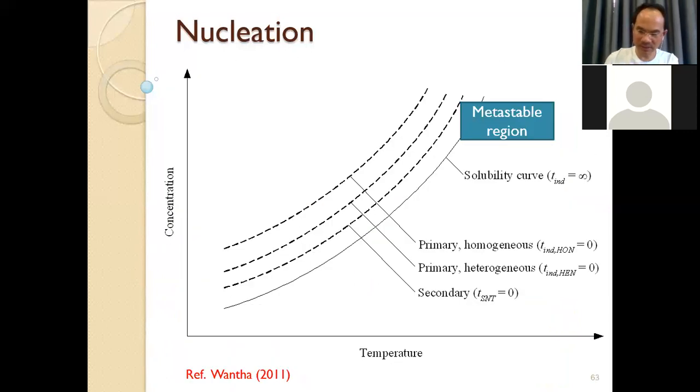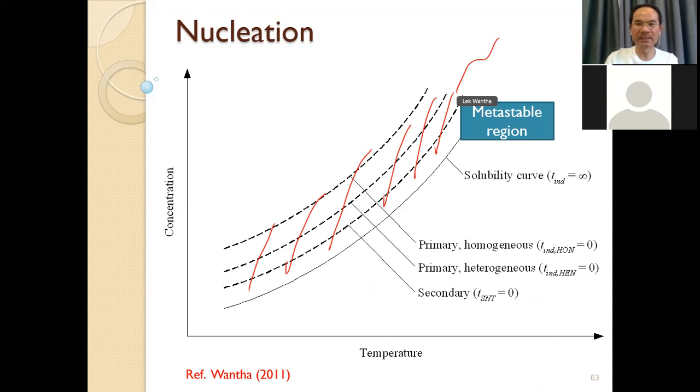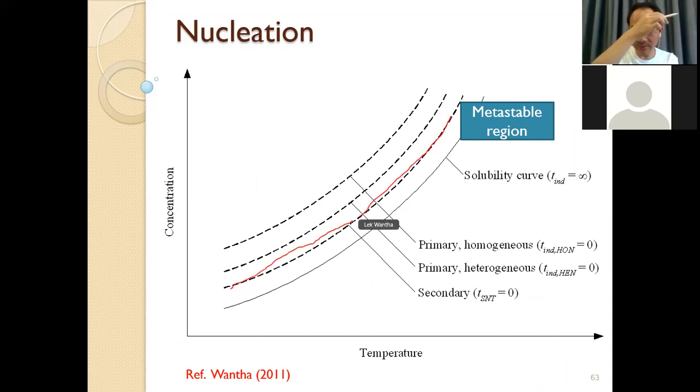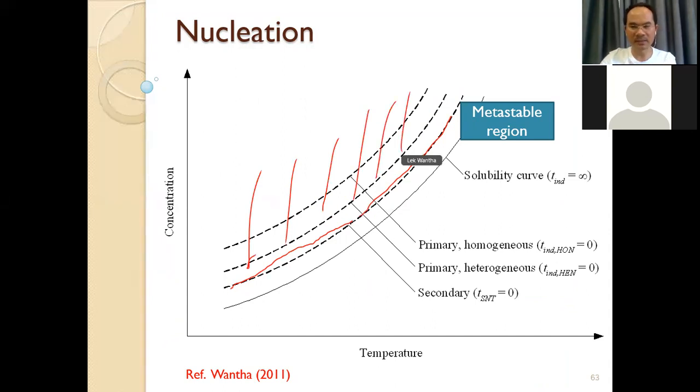Like for this, we can separate the metastable zone. This is the metastable zone. This zone is okay for secondary nucleation. But where the concentration is higher than this, it is mostly primary, heterogeneous nucleation. At higher concentration, it's also nucleation by primary or homogeneous.